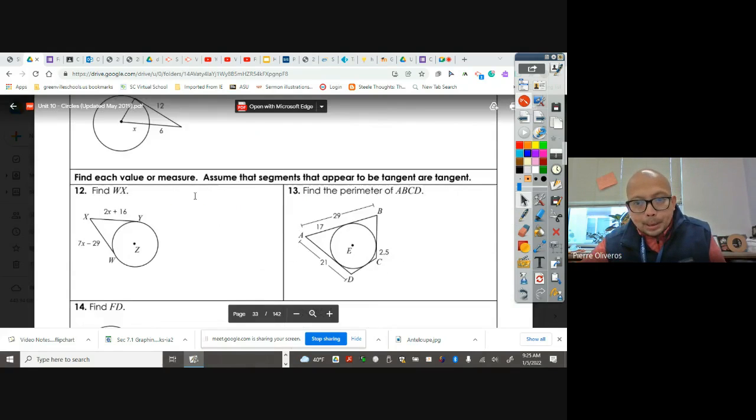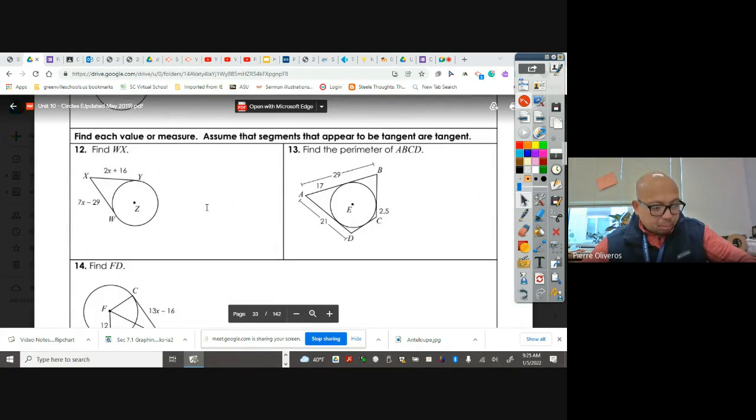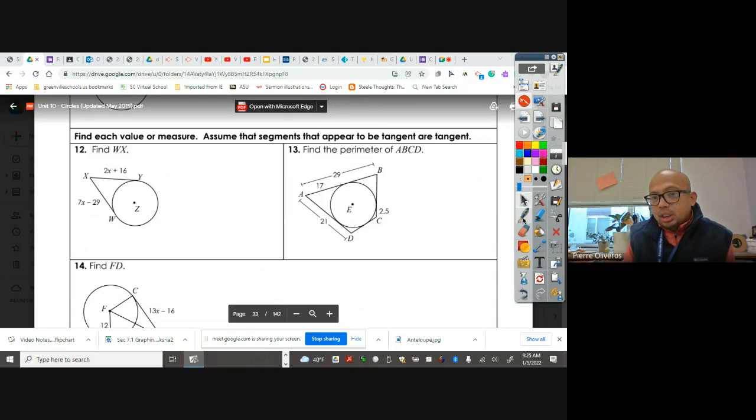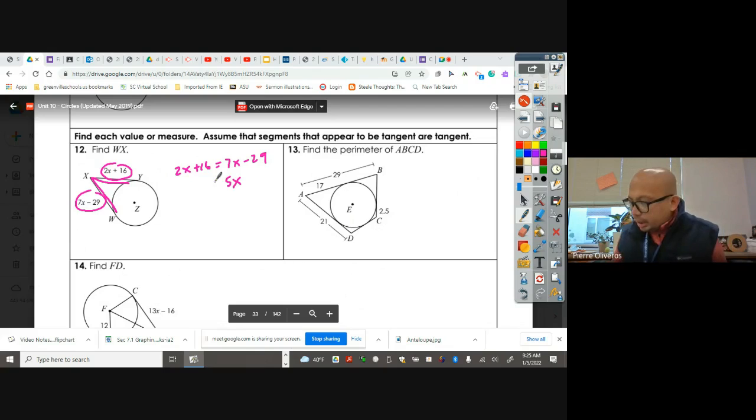Move on. Now, find each value or measurement. Assume that the segments appear to be tangent. If they're tangent, this is an external point, so therefore they have to be equal here. So 2x plus 16 is equal to 7x minus 29. So just solve for the x here. Move the 2x there will give me 5x. Add the 29 there. 16 plus 29 is equal to 45. Divide by 5. X equals 9.